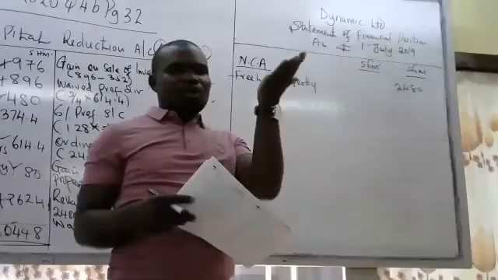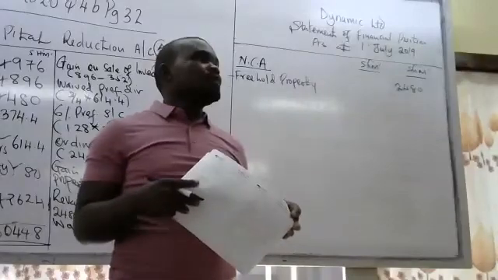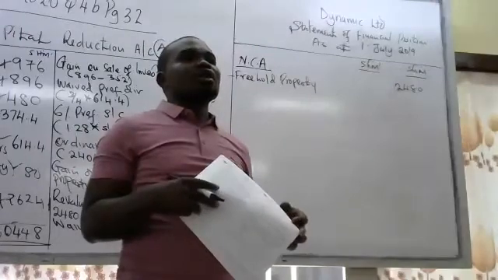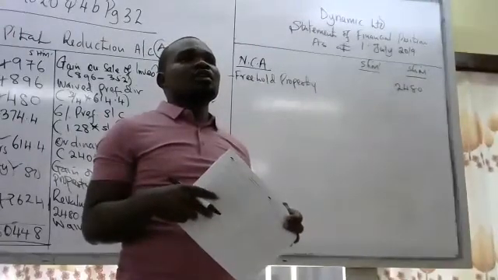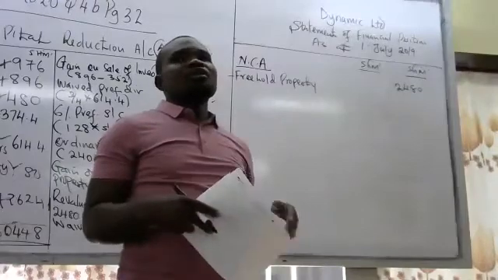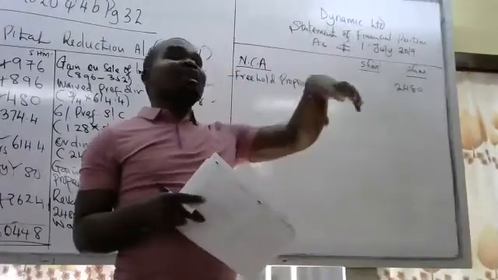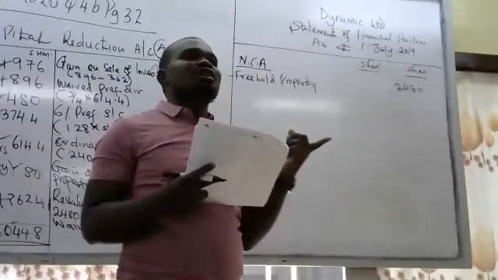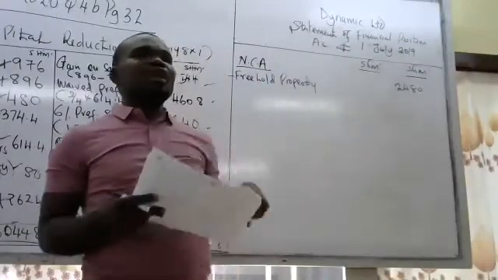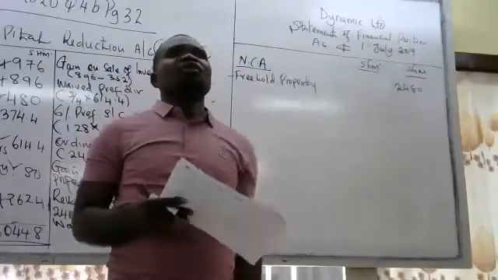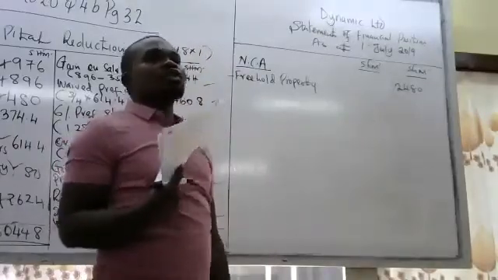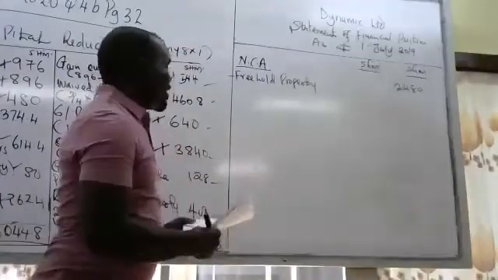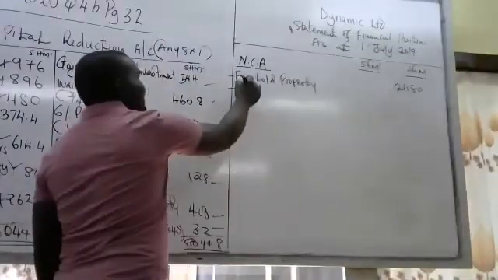Sikuelewi vizuri Fatima, kidogo. The 640. Si tulitoa na wakasema what was remaining. Remaining means after subtracting 640. What was remaining was revalued to 2480. So don't even overthink. Bora wasema what is remaining. Umeelewa? Haya.